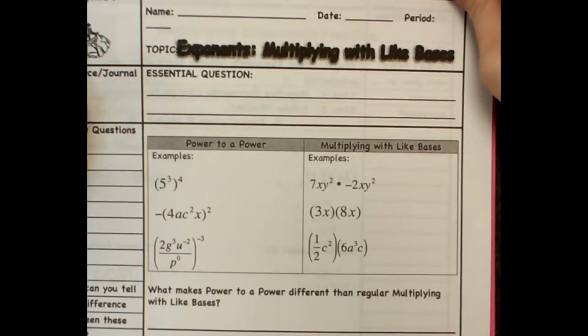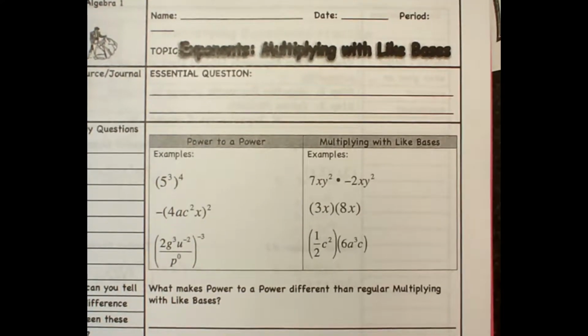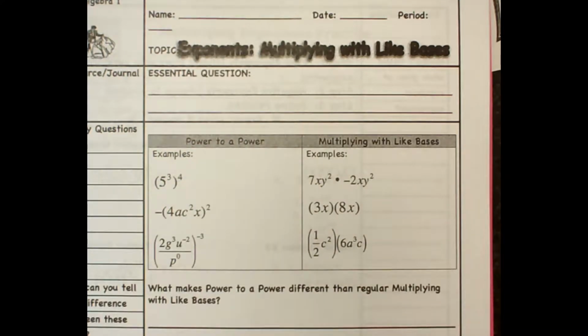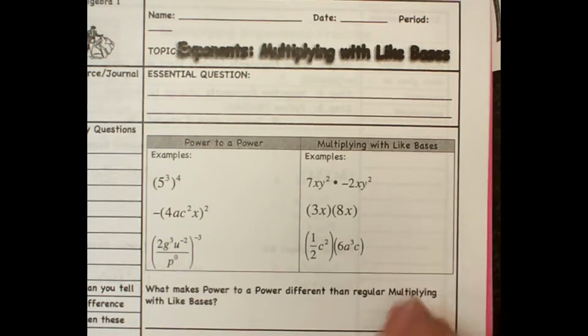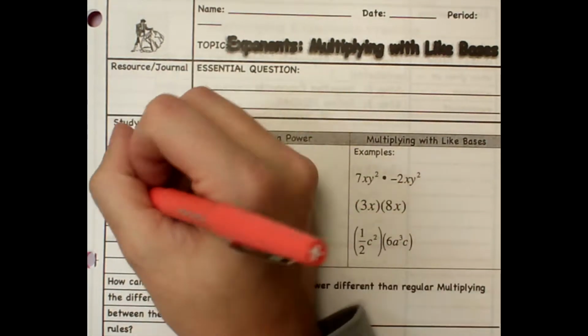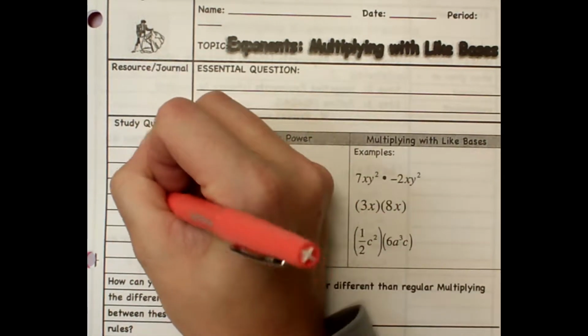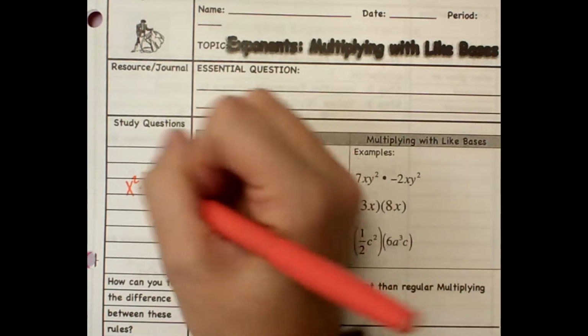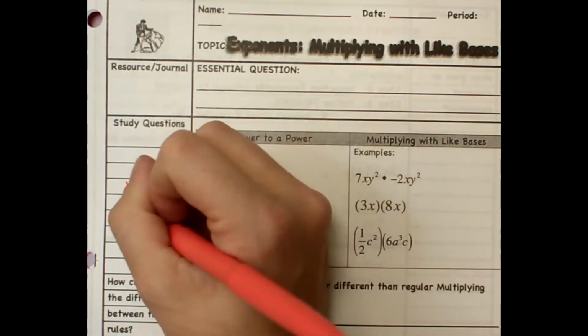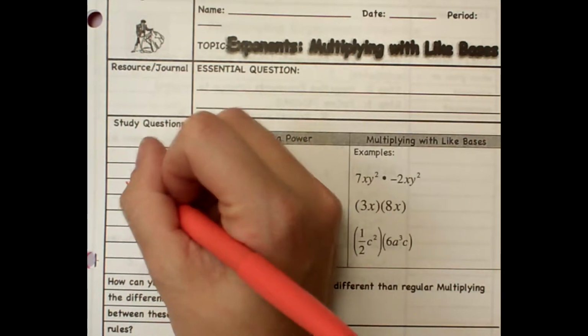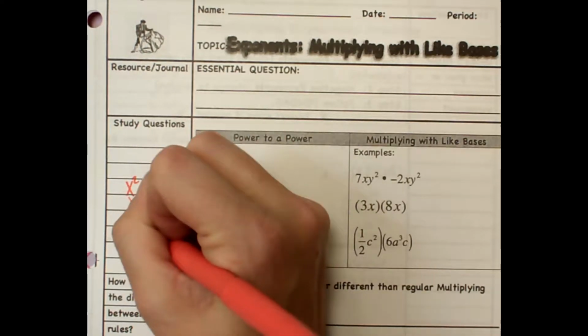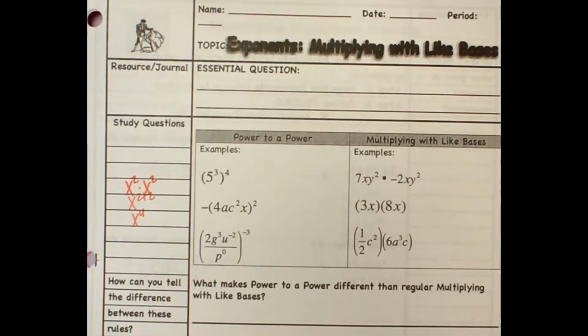So looking at our exponentials video 2, now we're going to start looking at multiplying with like bases. We already did this before when we were looking at multiplying monomials. Remember, what we learned before is that if we had x to the 2 times x to the 2, we would keep the base and add 2 plus 2. So that meant we had x to the 4. Okay, that meant we added our exponents together.